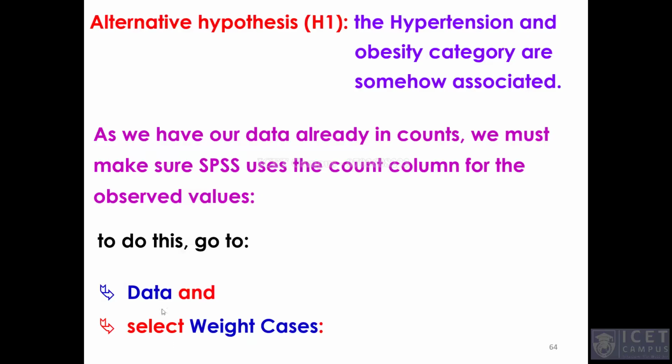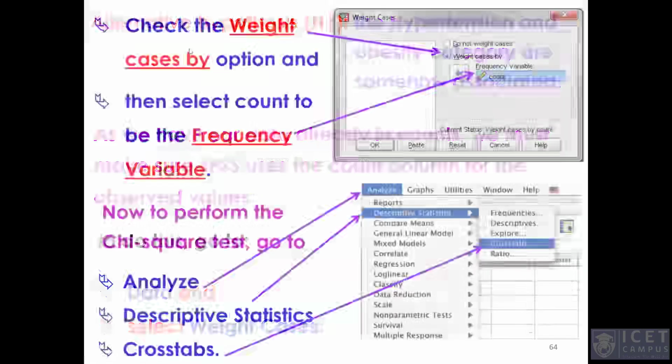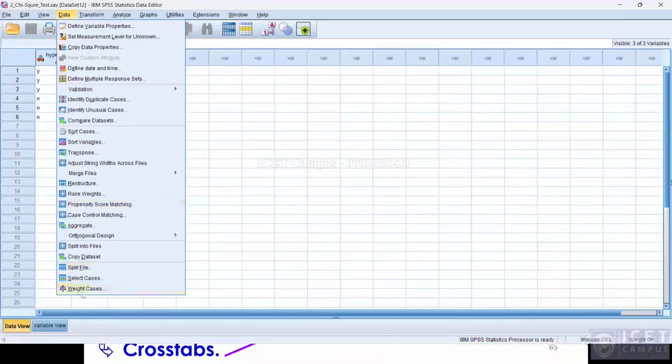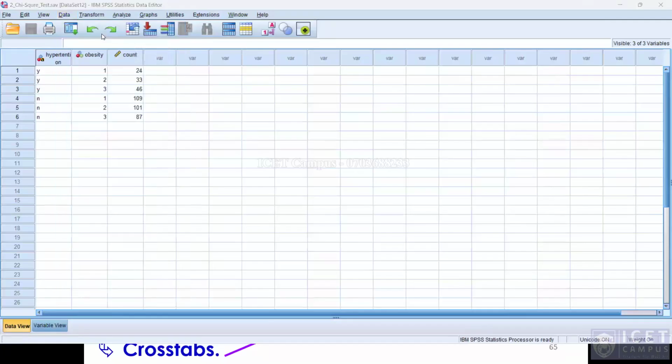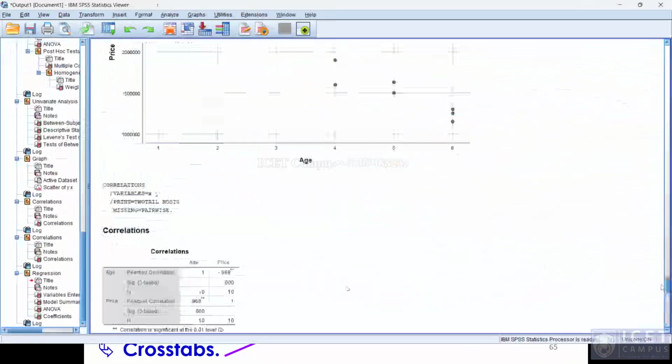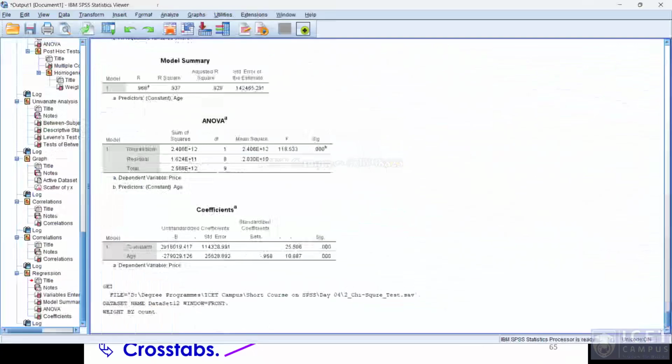So the first step is Data, select Weight Cases, then weight cases by count. That is the first thing you have to do. Data, Weight Cases, weight cases by count. That is the first one. Then you can see the output.